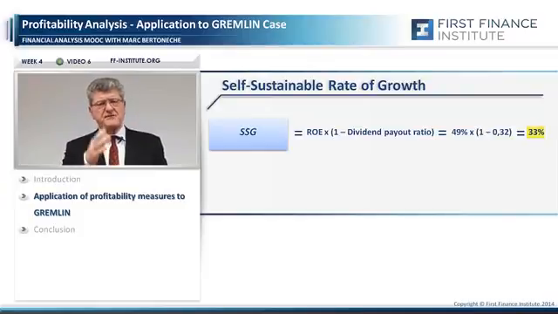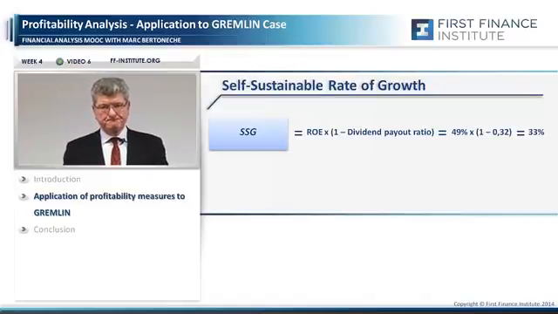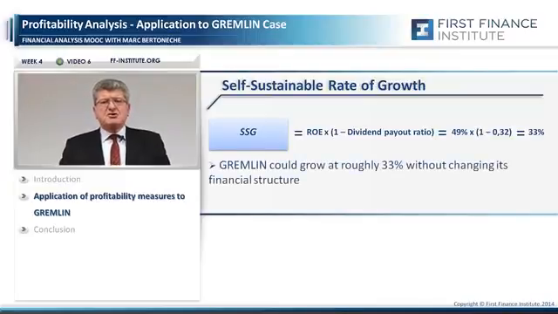How did I find the 32%? 32% is 400, the amount of dividends, divided by the net profit of 1,232. So this is the percentage of the net profit which has been paid in dividend. So what does it mean? It means that GREMLIN could grow at roughly 33% without distorting, without changing its financial structure.